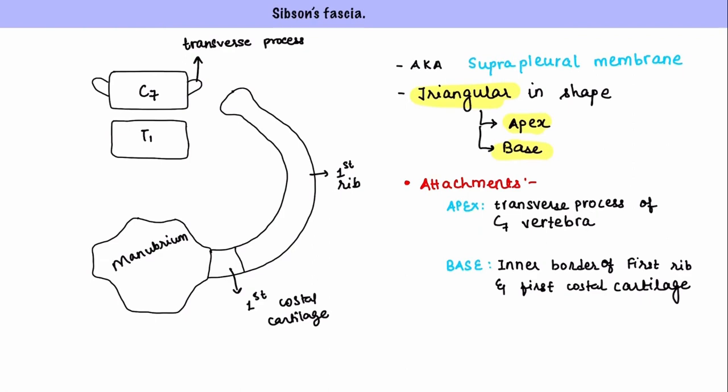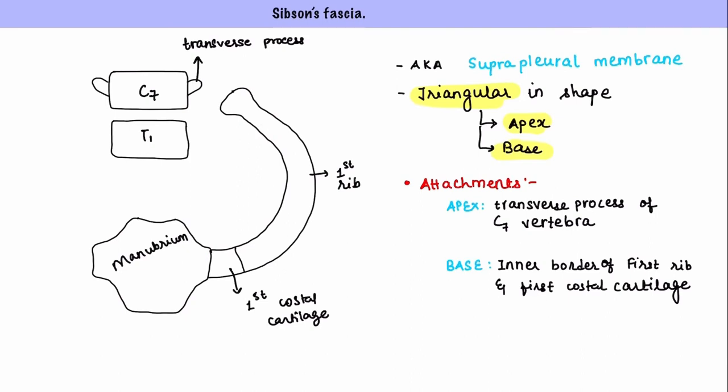Now, the attachments of the fascia are: the apex is attached to the transverse process of the C7 vertebra, and the base is attached to the inner border of the first rib and the first costal cartilage. In this figure, this is the transverse process of the C7 vertebra, and this is the inner border of the first rib and the first costal cartilage.